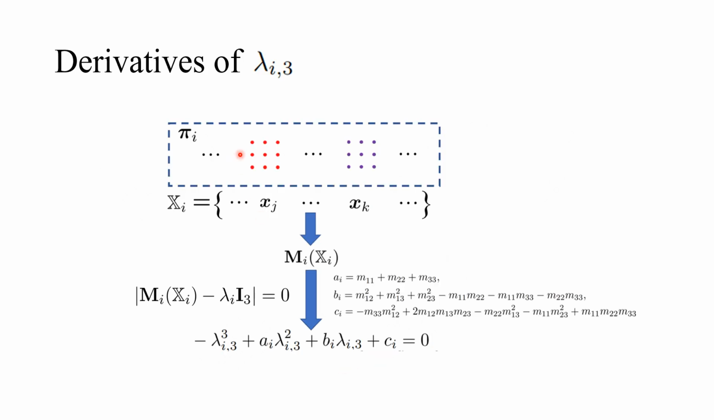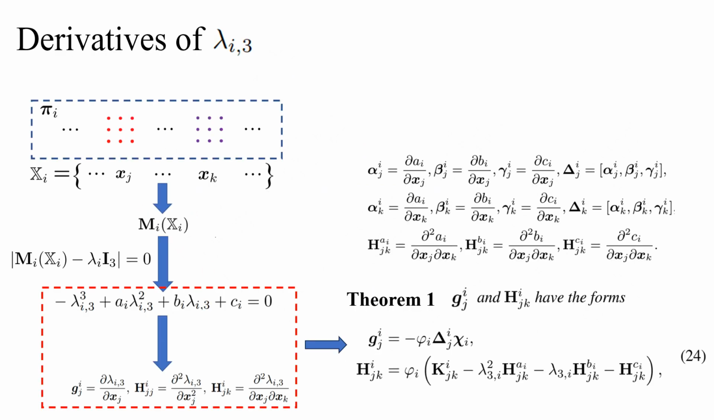We first consider how to compute λi3. Assume the plane πi is observed by the poses in a set Xi. λi3 is the smallest eigenvalue of the scatter matrix Mi. It is the root of this third-order equation. Here the coefficients ai, bi, and ci are functions of the poses in Xi. According to the implicit function theorem and the chain rule, we can prove that the first and second order derivatives of λi3 with respect to poses xj and xk are as given in equation 24.